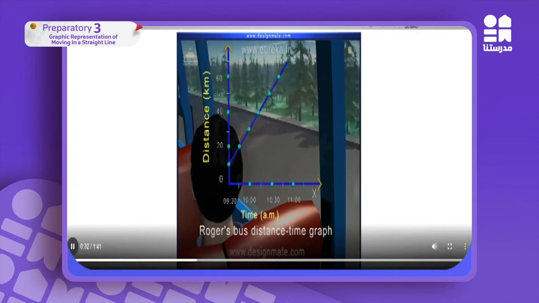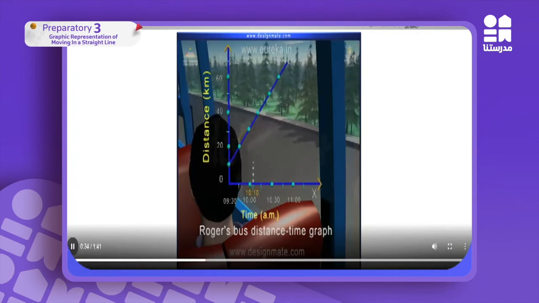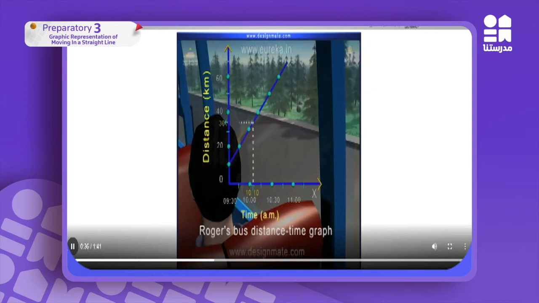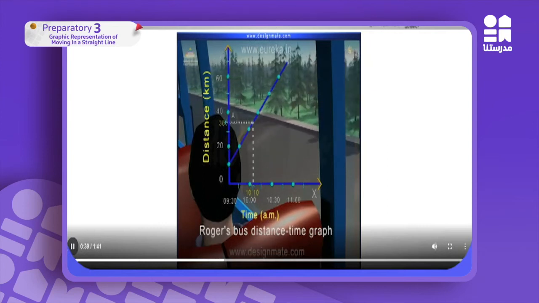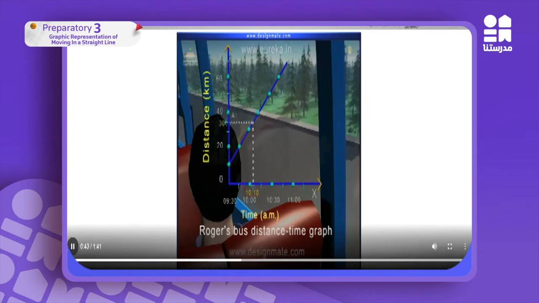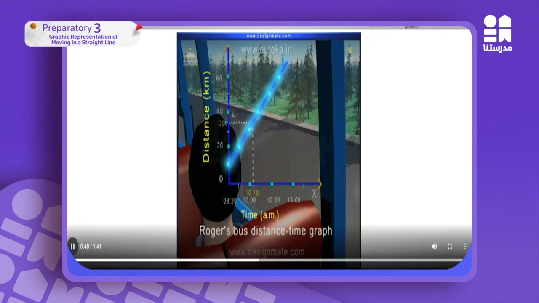For example, at 10:10 a.m., the bus is at a distance of about 36 kilometers. Point A on the graph, corresponding to time 10:10 a.m., would give this information. 2. The distance time graph is a straight line, indicating the motion of the bus to be uniform. Thus, the graph also tells us about the type of motion. 3. The distance traveled by the bus between 9:30 to 10 a.m. is equal to the length of line BC.